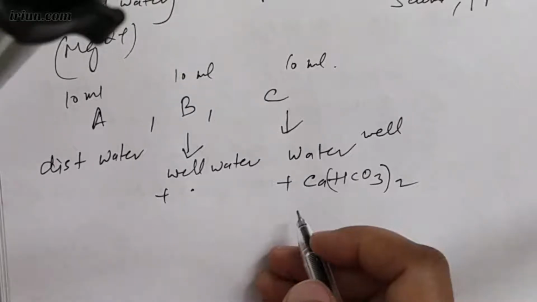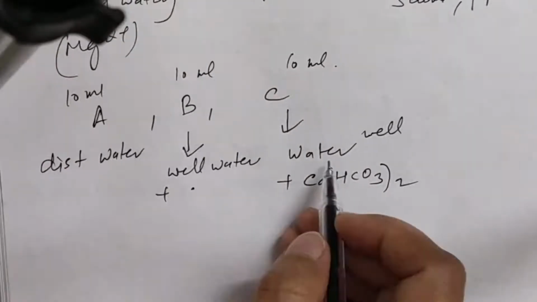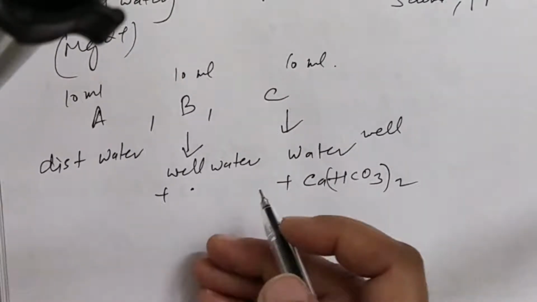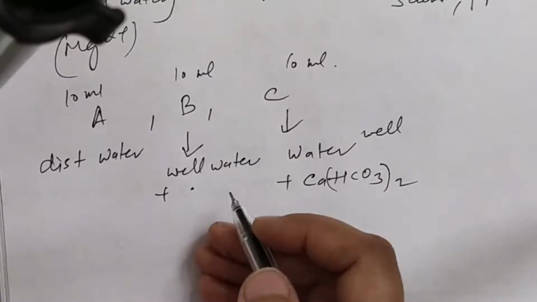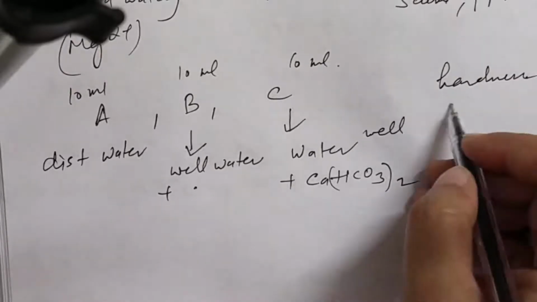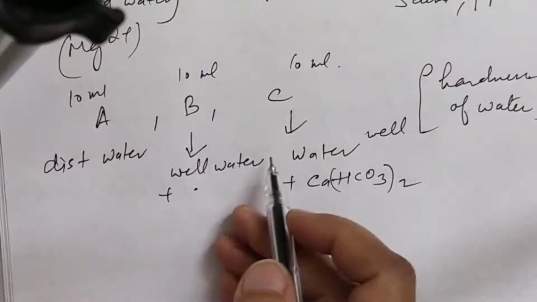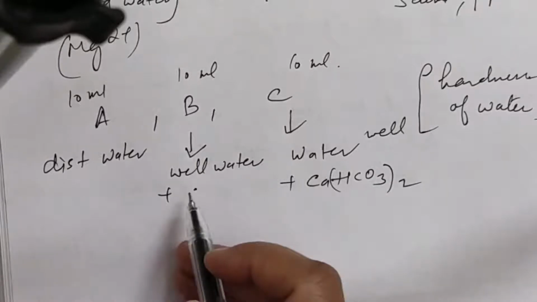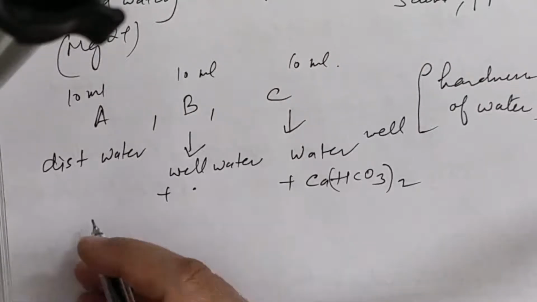Now when you add the soap solution to these 3 different kinds of water, they produce different levels of foam or lather, okay. The different levels of foam indicate the hardness of water. You are now doing a comparative account of the hardness of water. Different amounts of lather or foam will be generated in the 3 test tubes. In which test tube will there be the maximum amount of lather or foam formation?